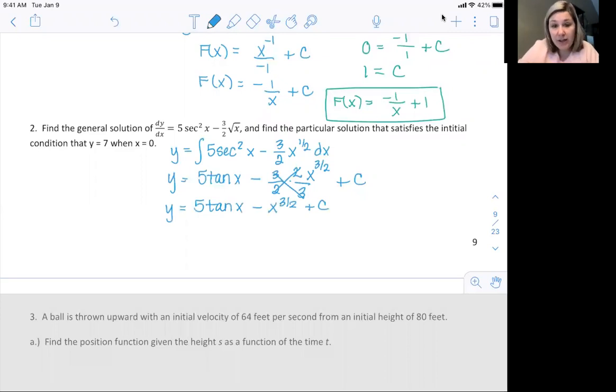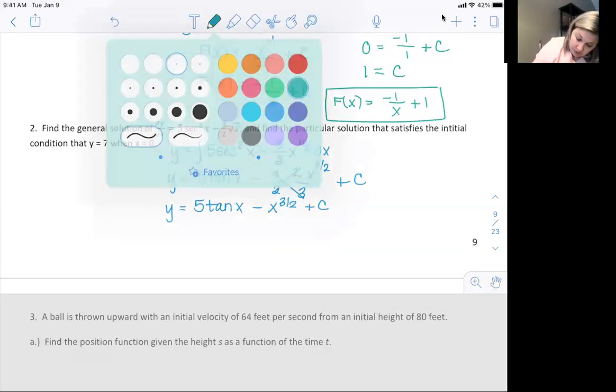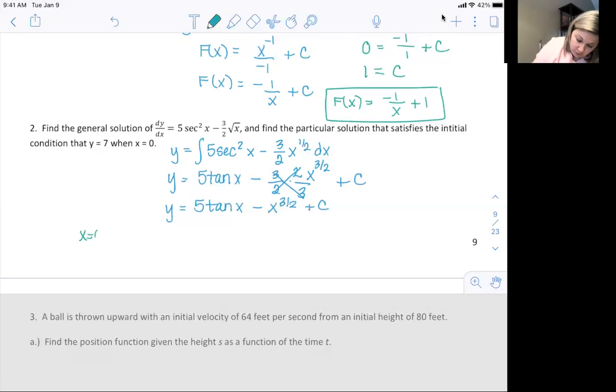Okay, does anybody have any questions on that antiderivative? Remember, that's called our general solution because we still have that constant of integration that can be anything. So now we need to use the initial condition: when x is 0, y is 7. So we're going to plug in those values. X equals 0, y equals 7.